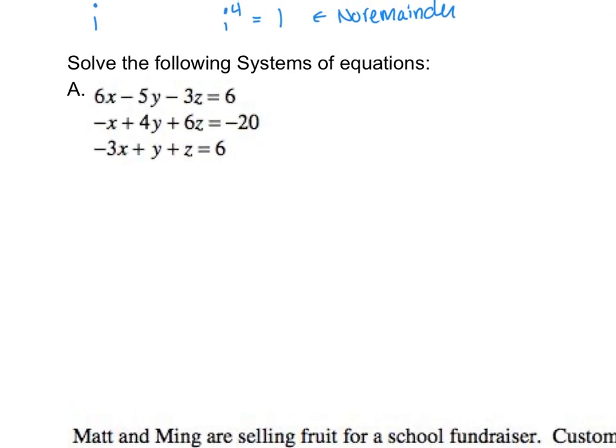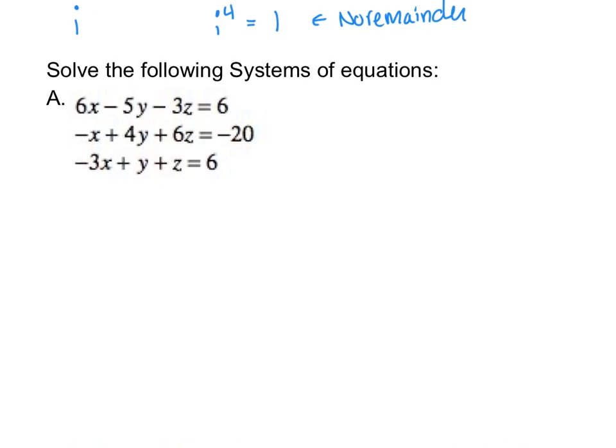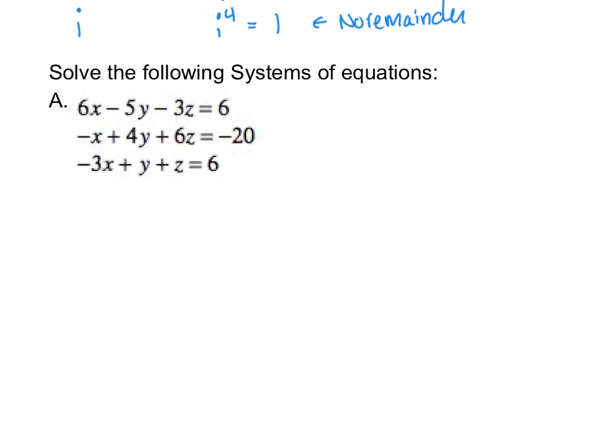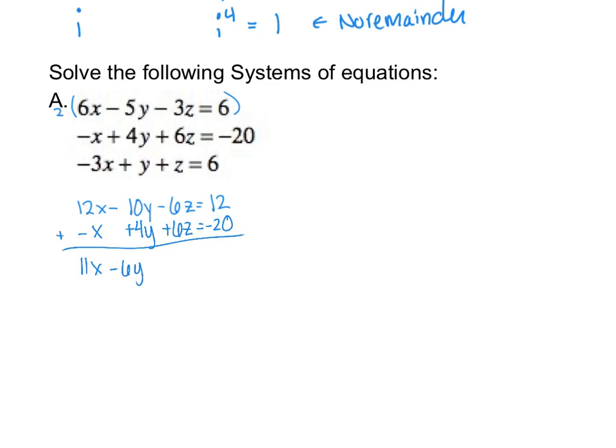All right, solve the systems of equations. So I'm looking at my x's and y's. Let's go ahead and deal with z. So I'm going to multiply this guy by 2, and I'm going to get 12x minus 10y minus 6z equals 12. Underneath of that, -x plus 4y plus 6z equals -20. We add these together. I get 11x minus 6y equals -8.